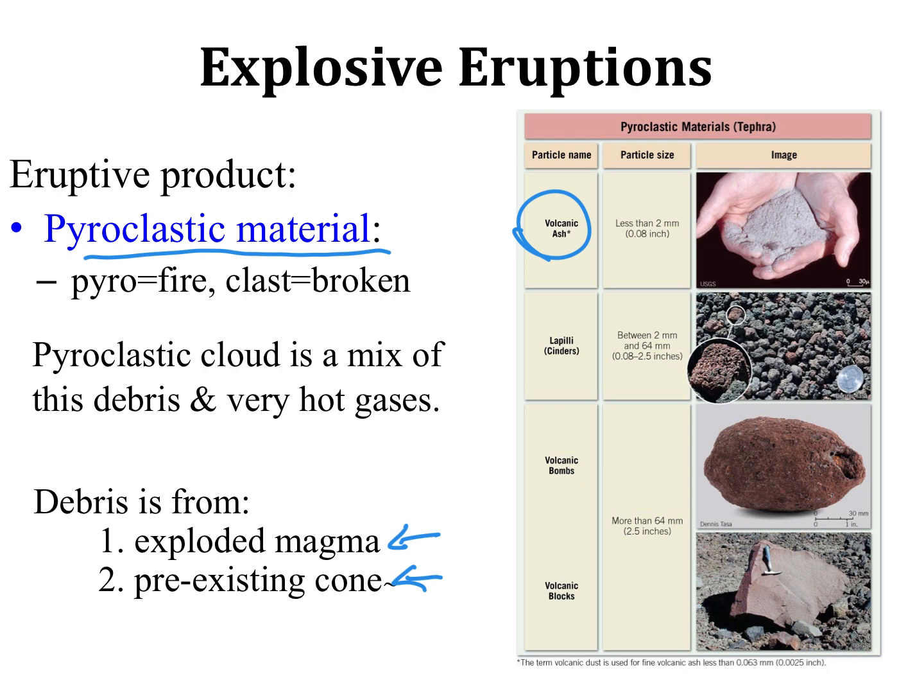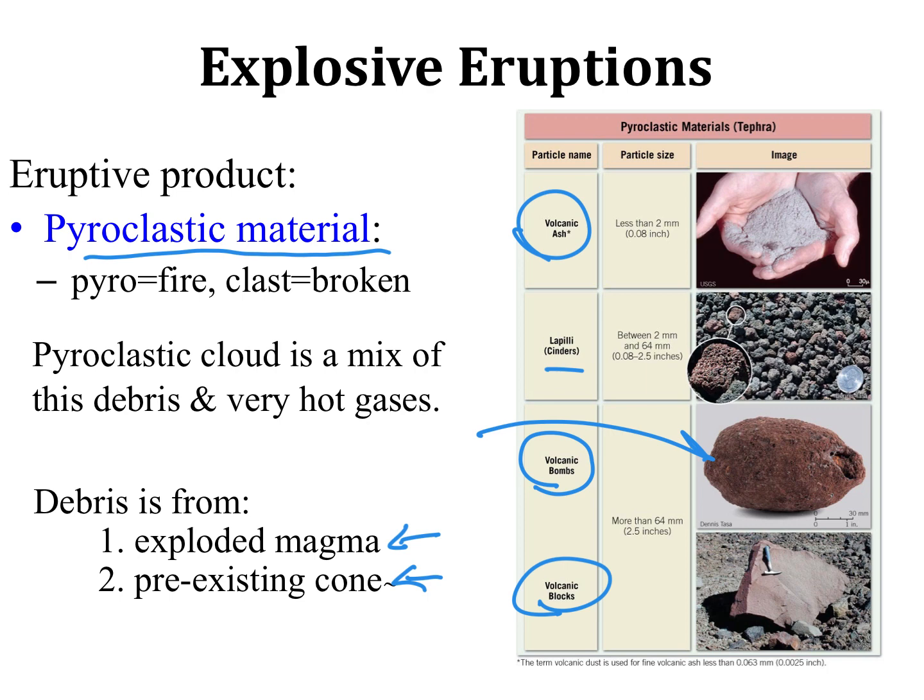We have other sizes. Lapilli are sort of pea-sized. We can have volcanic bombs, which are pieces of that magma that didn't get exploded into small pieces. So they have this kind of roundish form because they were actually liquid and then they came out as a larger piece and cooled quickly. And then we can have volcanic blocks, which are usually pieces of the pre-existing cone that have been broken up, and they can be as large as a car.